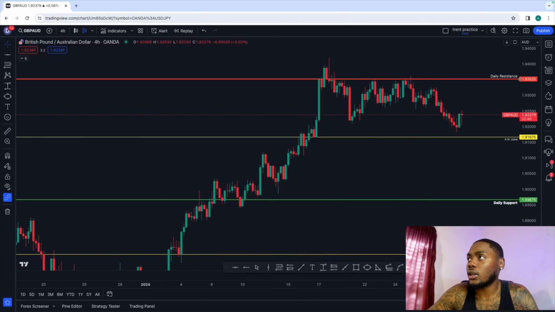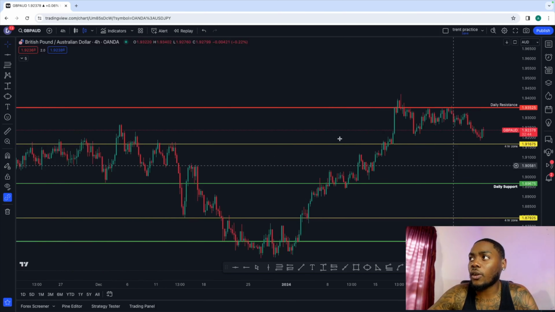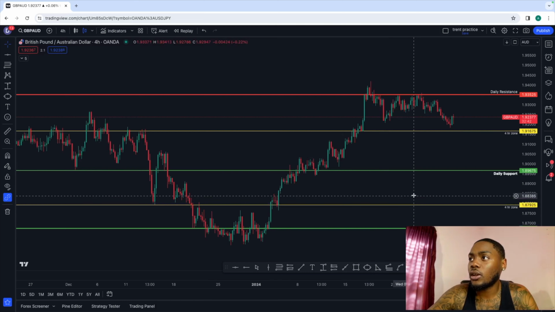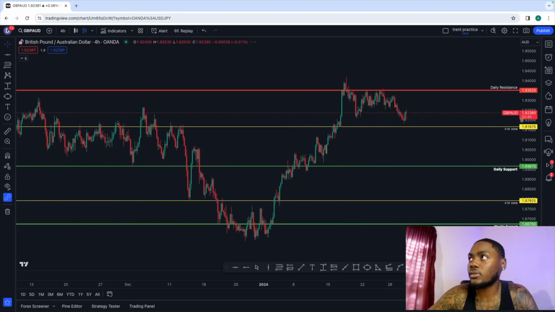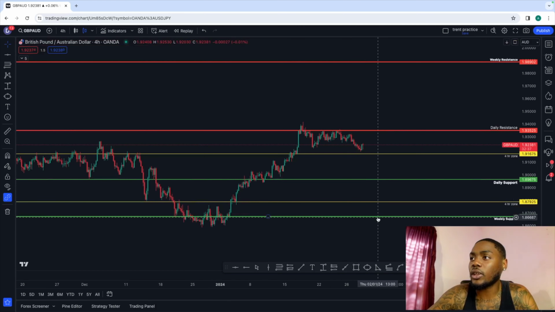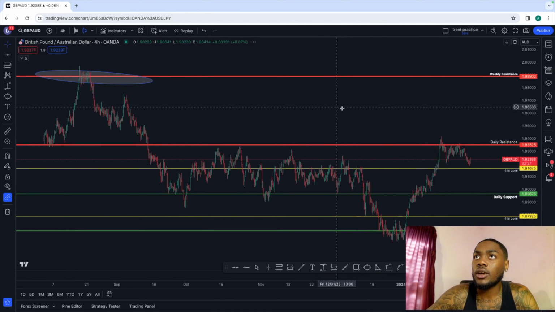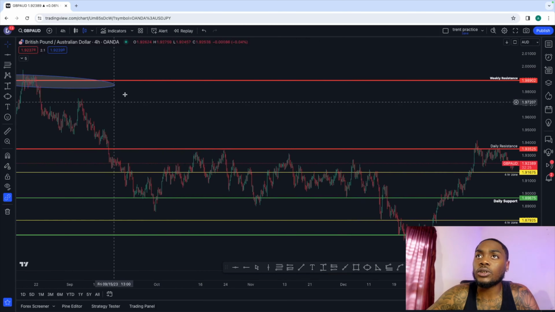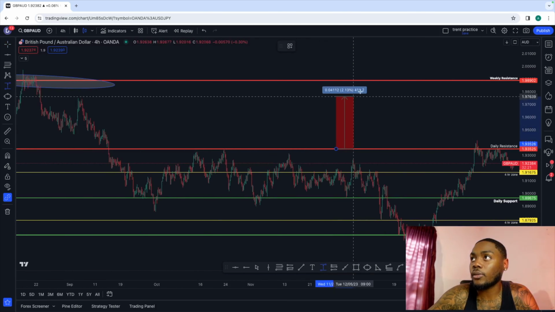So let's recap. We now have a weekly support. Scroll out a little bit. We have a weekly support down here, a weekly resistance up here. We have a daily support down here, daily resistance up here. And we have a 4 hour zone here, a 4 hour zone here. And I would also want to find a 4 hour zone up here because this, for me, is too big of a gap, right?